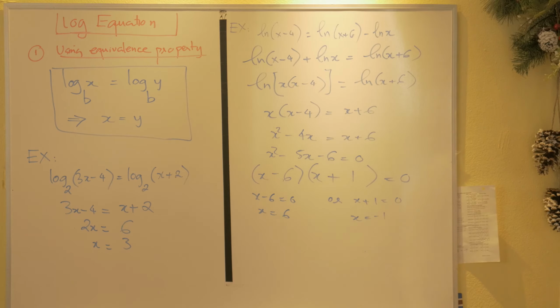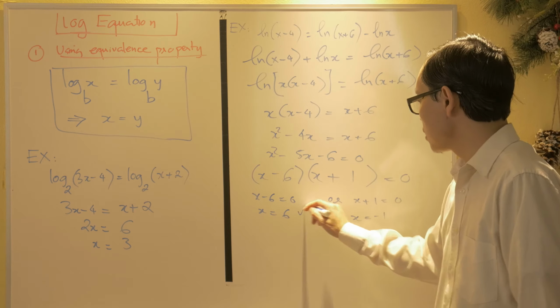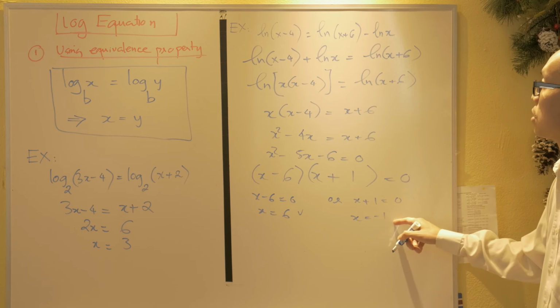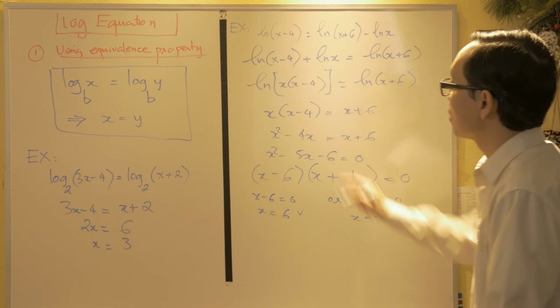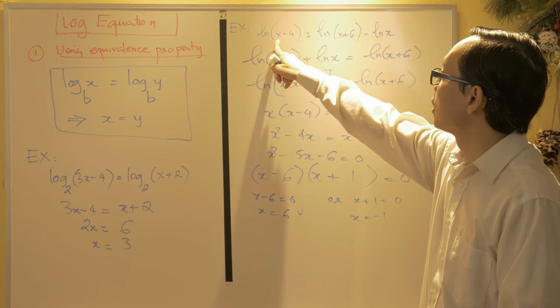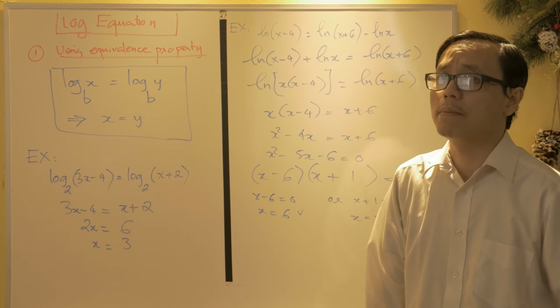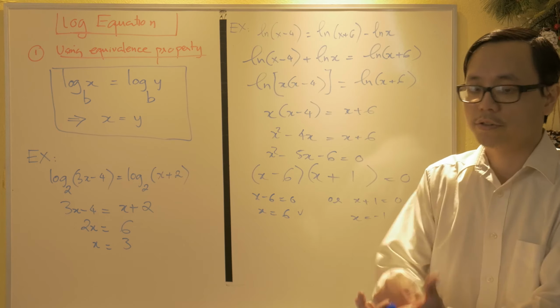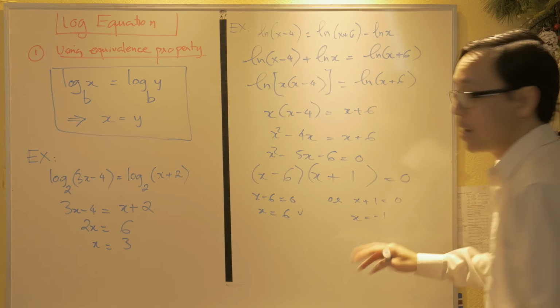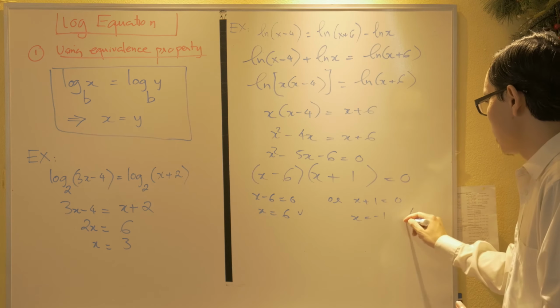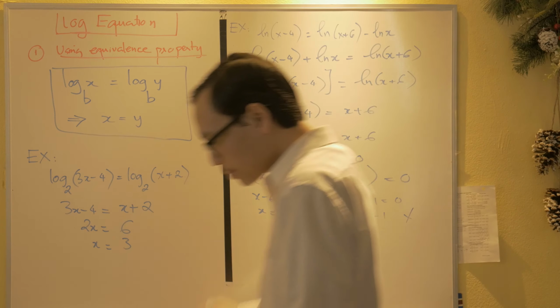After you plug into the calculator, I see that 6 is satisfied. However, negative 1 doesn't work, right? Because think about it: if you plug negative 1 in here, you have ln of negative 5. Remember, we don't have log of a negative number. We cannot do it. It doesn't work for the negative number, so this does not satisfy. So we have only one solution.